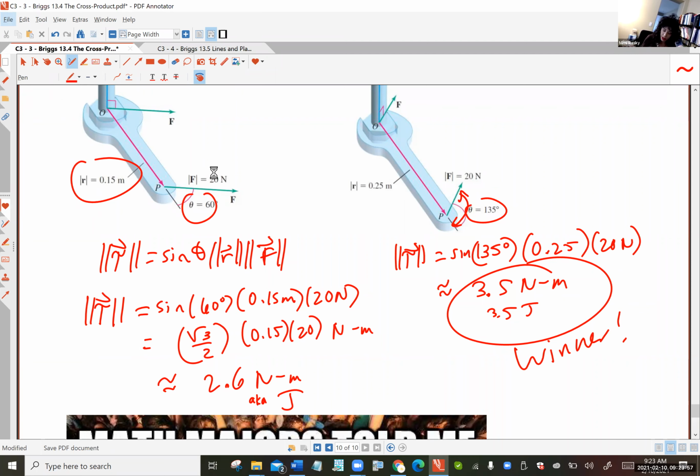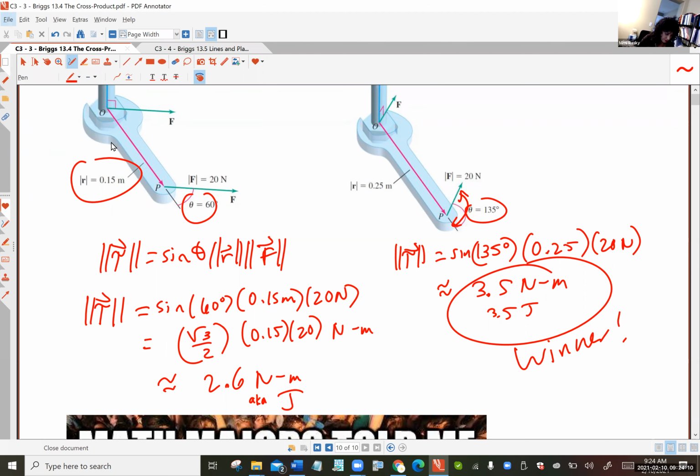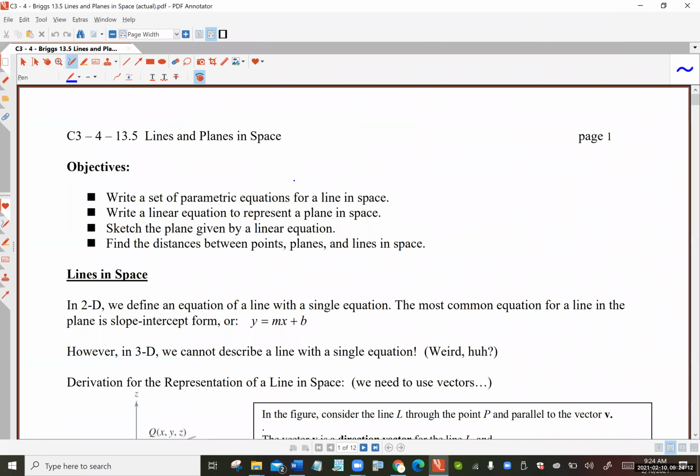So that's the cross product. Remember it. If I were given two vectors in the plane, could I take a cross product? Yes or no? Could you repeat that? Yeah, if I were given two vectors in the plane, could I do the cross product on two vectors in the plane? 2D vectors, in other words.